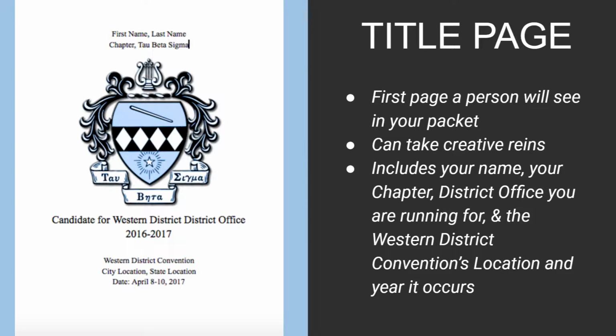This is the first page that anybody will be seeing when you decide to make a packet. And this is easily the most creative part, where you just need to include a couple of things, such as your first name, last name, chapter, and your organization. And it could be Kappa Kappa Psi or Tau Beta Sigma.